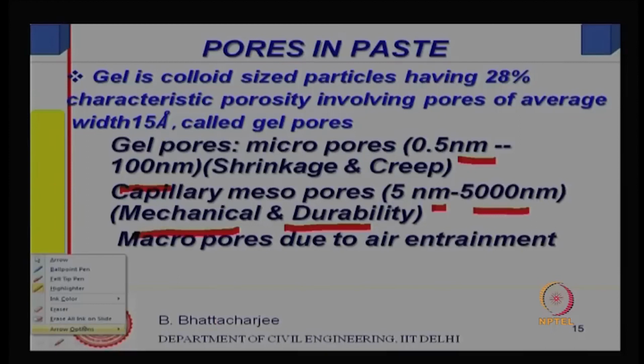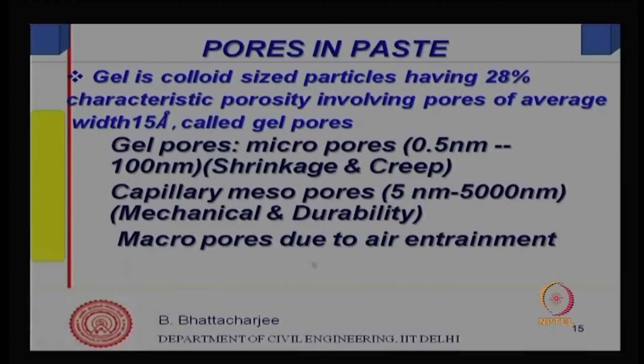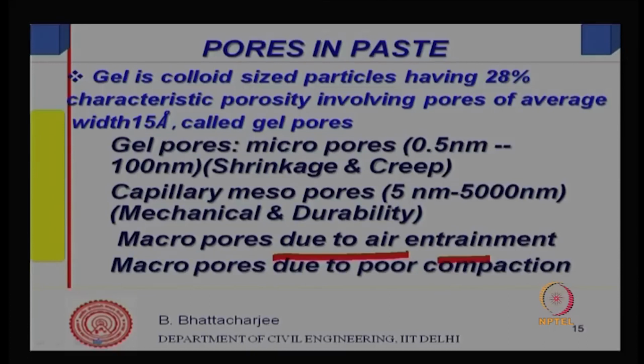Then there could be pores coming because of pore compaction. So, these are macropores, or because of air entrainment. Deliberate air entrainment is used in some cases in order to provide better freeze thaw resistance. We will look into that sometime later on, and poor compaction can also result in large sized pores.